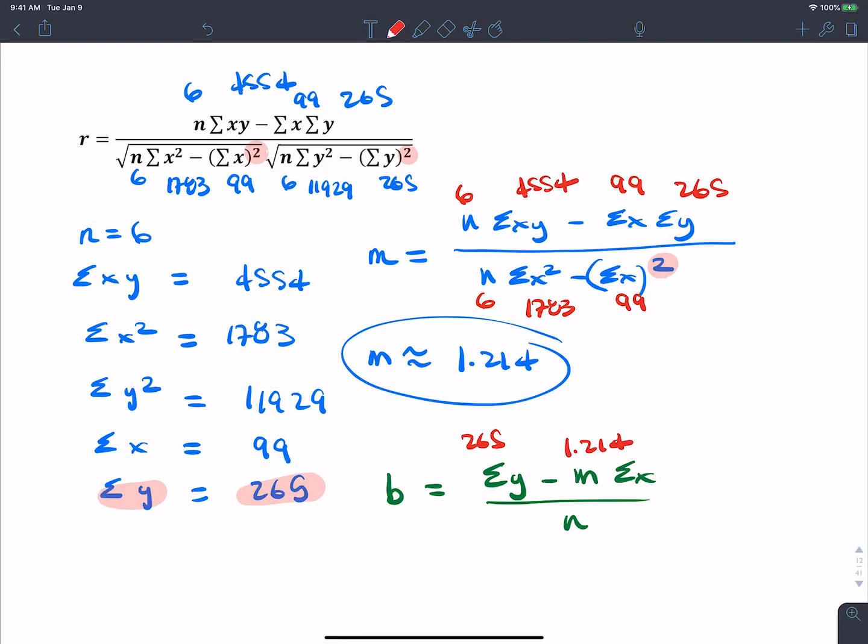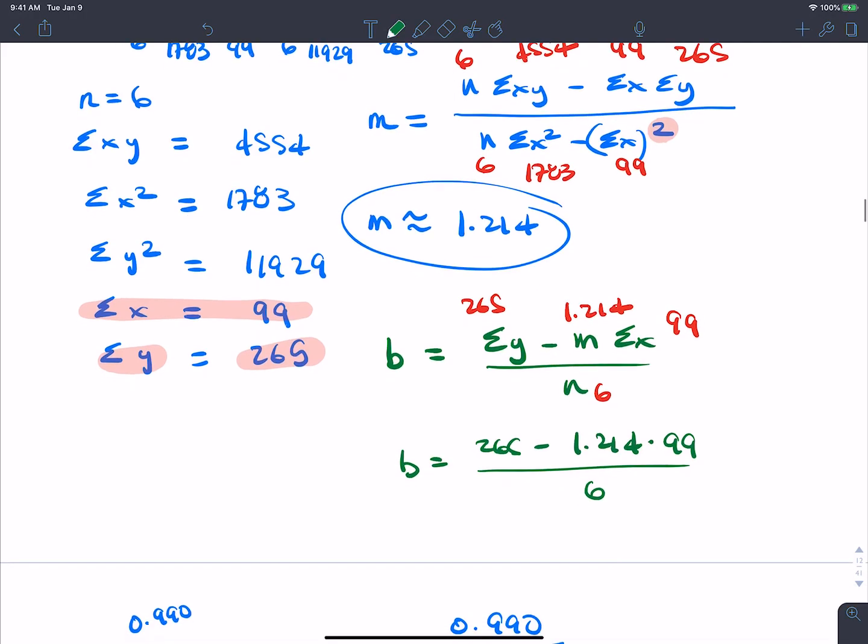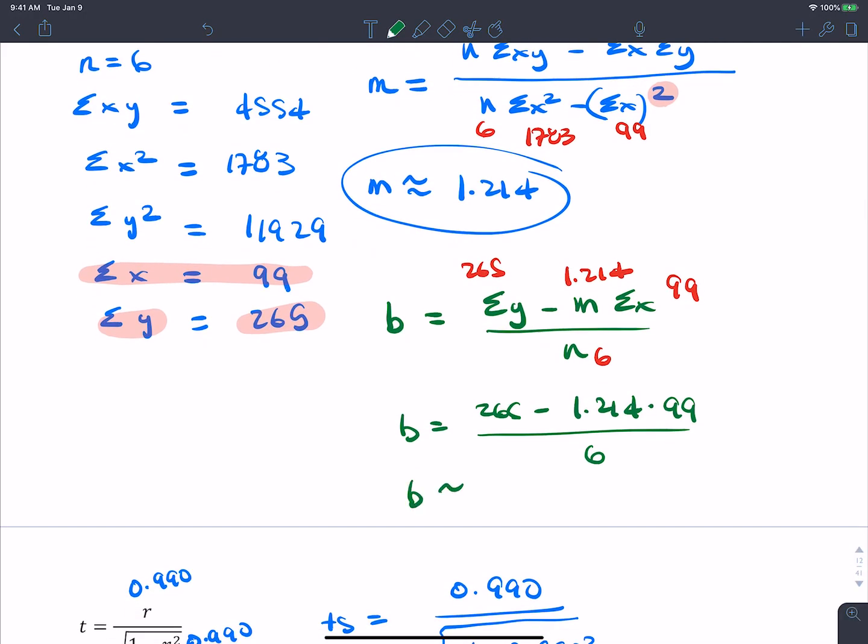Sum x, you say, where's my sum x at? Well, it's right here, and it's 99. So we're going to put 99 there, and then what is n here? n is 6. So b here is 265 minus 1.214 times 99, everything over 6. We're going to have to find what that y-intercept value is. 265 minus 1.214 times 99 over 6. So make sure that's in your notes because you guys are going to have to help me out here.